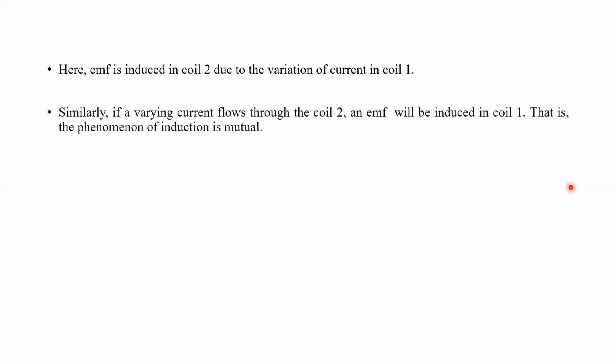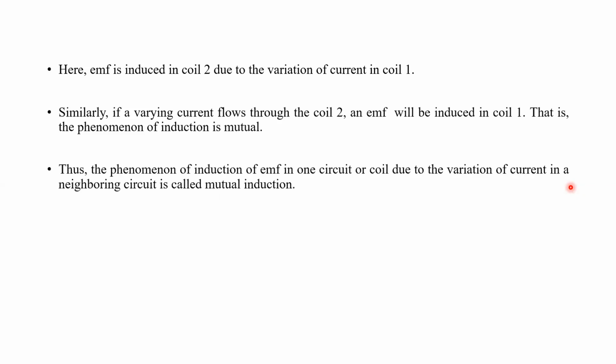Similarly, if a varying current flows through coil 2, an EMF will be induced in coil 1. That is, this phenomenon is mutual. Thus, the phenomenon of induction of EMF in one circuit or coil due to the variation of current in the neighboring coil is called mutual induction.